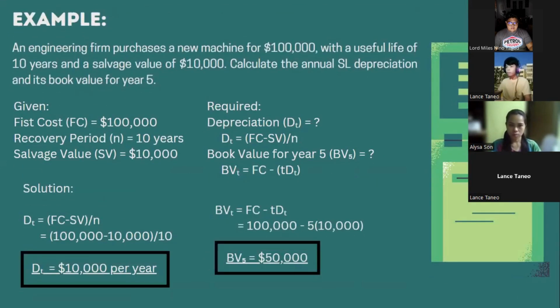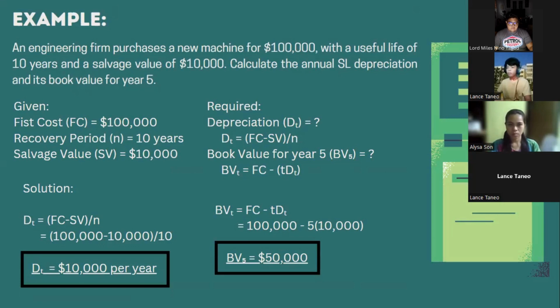Example: an engineering firm purchases a new machine for $100,000 with a useful life of 10 years and a salvage value of $10,000. Calculate the annual SL depreciation and its book value for year 5. For this example, we need to identify what are the given. We have the first cost, which is $100,000, the recovery period, which is 10 years, and the salvage value, which is $10,000.